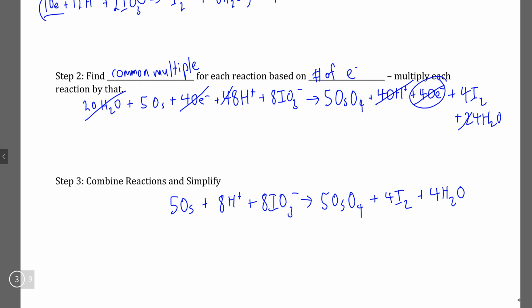We can also see that the charge is balanced in the overall equation, because our products have no charge at all, and the positive 8 from the H+ is canceled by the negative 8 from the iodate, and if you count up the individual atoms, you'll see that our mass is balanced as well.